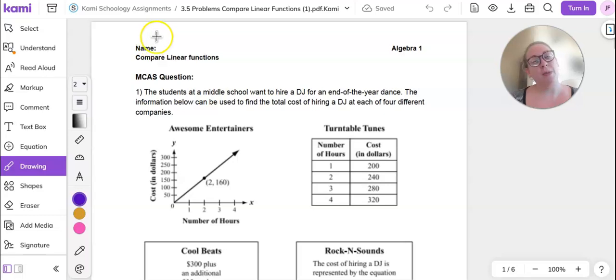So at the top of the document, you will see a spot to write your name. So go ahead and add your name there. And we are comparing linear functions.